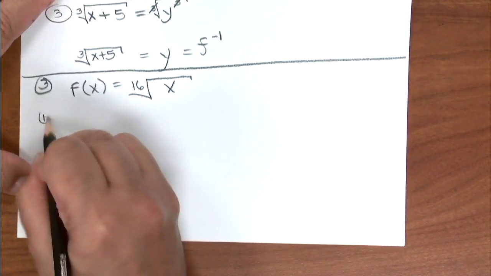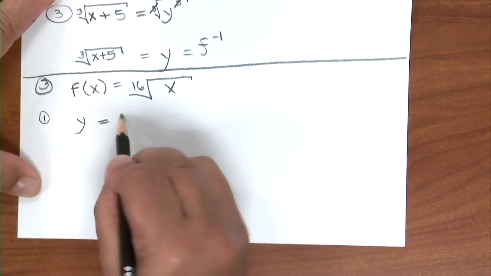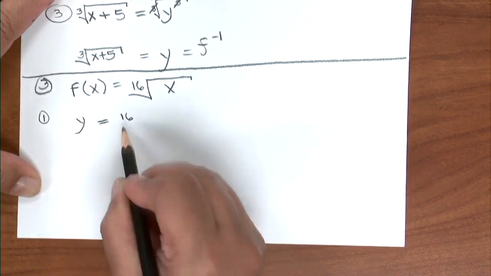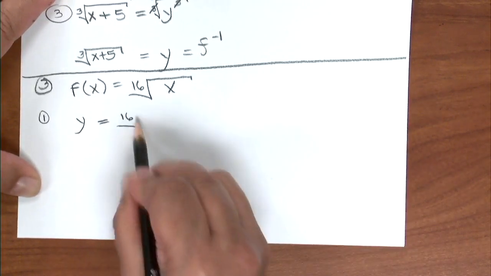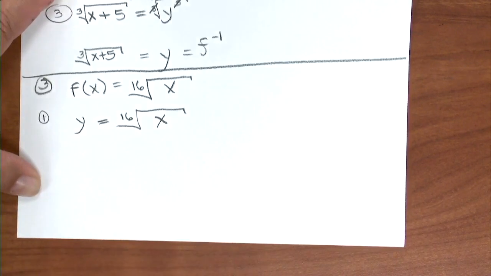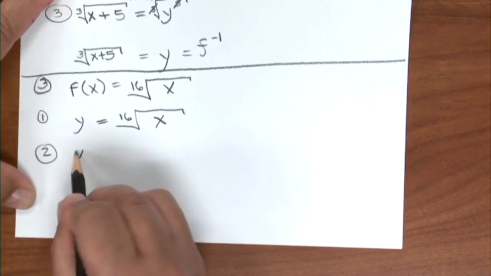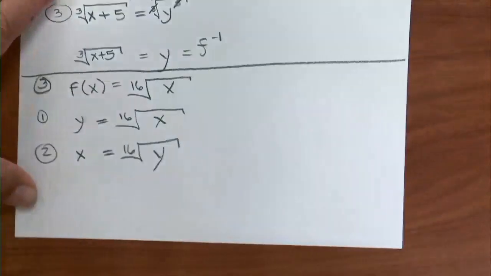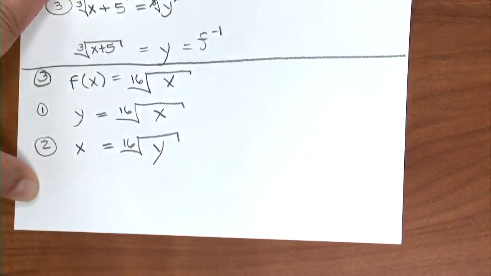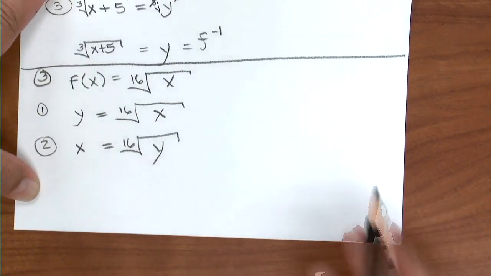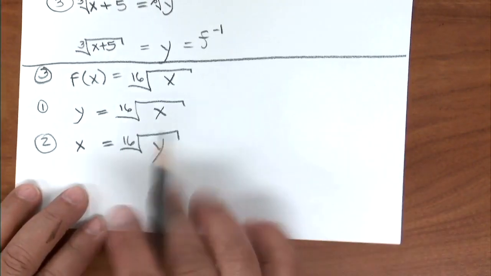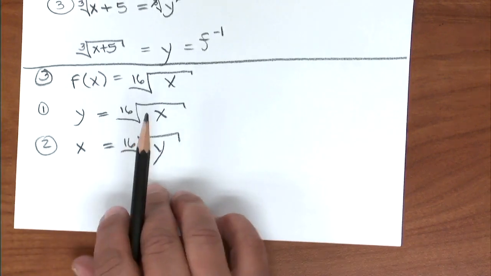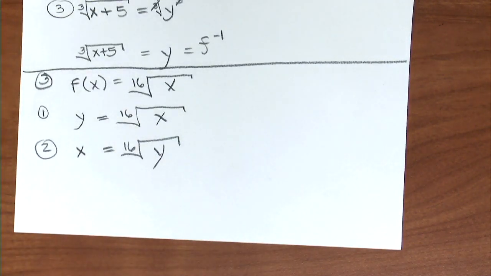So step 1, replace f of x with y. Just put y in its place. Okay, step 2, don't forget, switch the x and the y. Then get rid of the radical that's wrapped around the y, because you want the y to be all by itself. So just like you would get rid of a square root by squaring, or a cube root by cubing, you get rid of 16th root by raising to the 16th power.